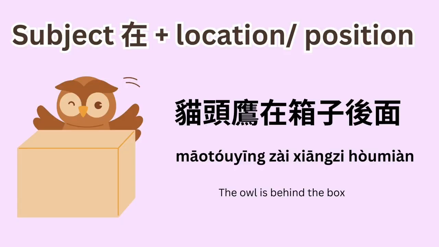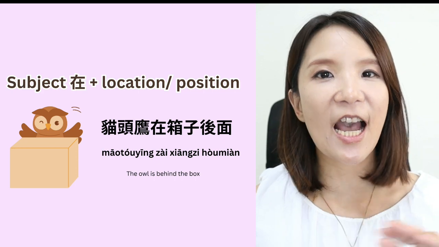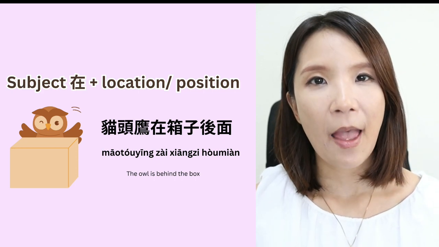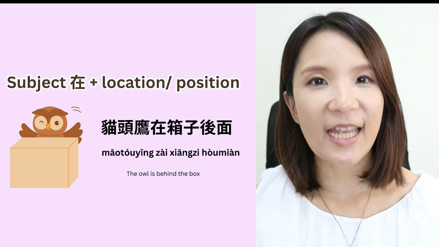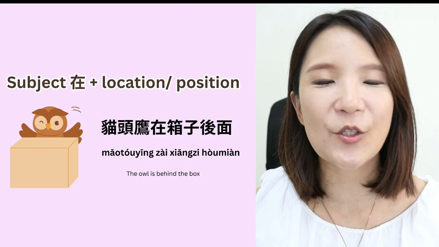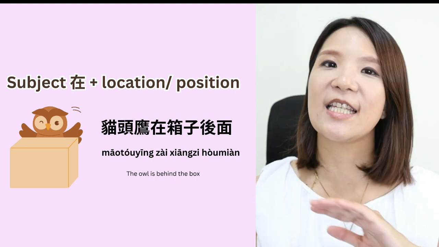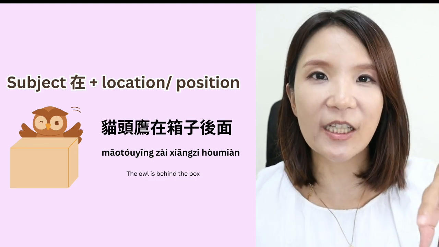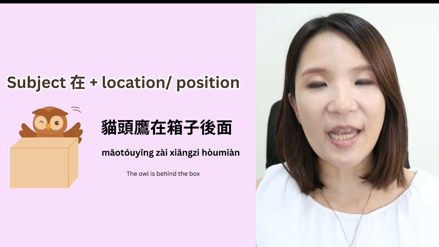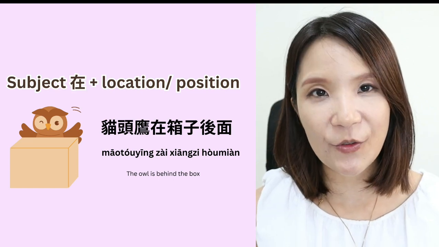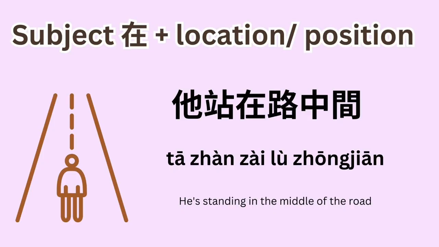Now, let's take a look at the next photo. The next picture, you see an owl is behind the box. Mandarin would say, 猫头鹰在箱子后面。猫头鹰, the owl, 在箱子后面. So you have 在 as the preposition. 箱子, the box, you have to target the box, and it's behind it. 箱子后面, behind the box.